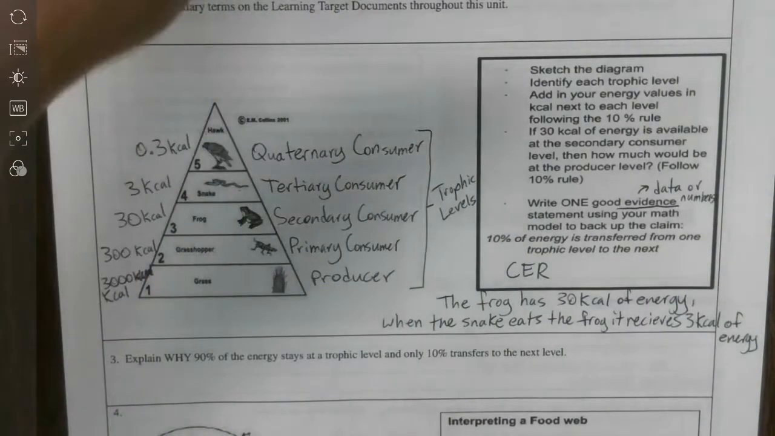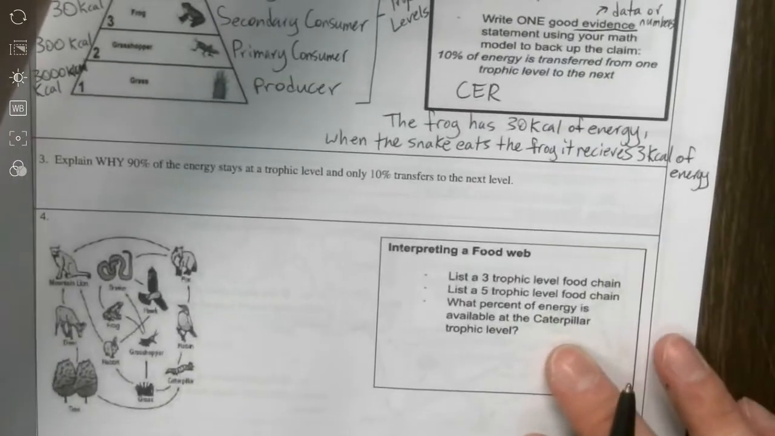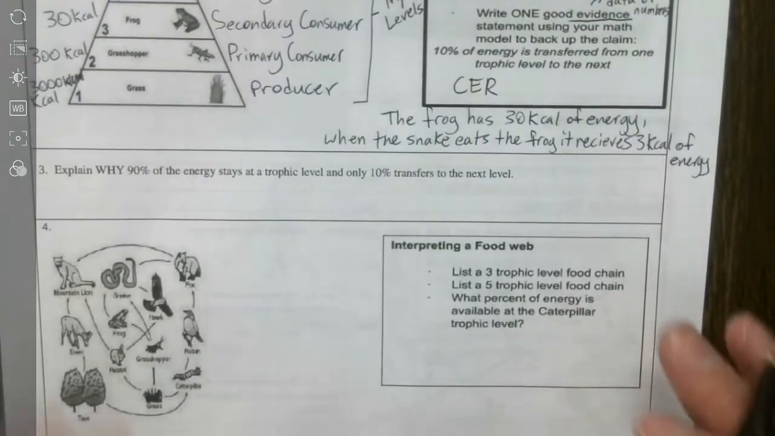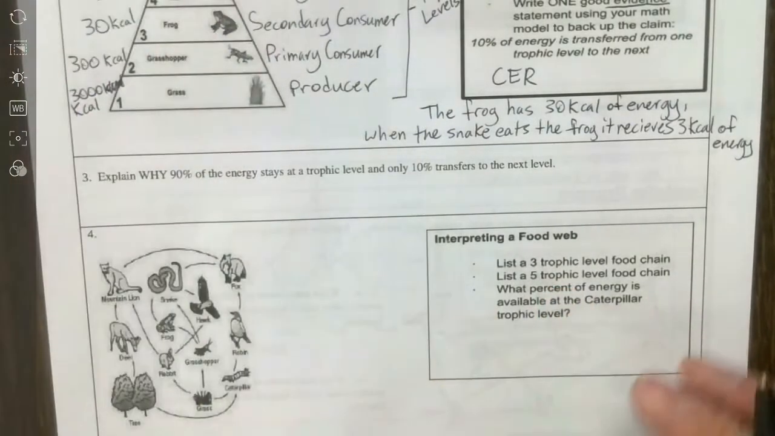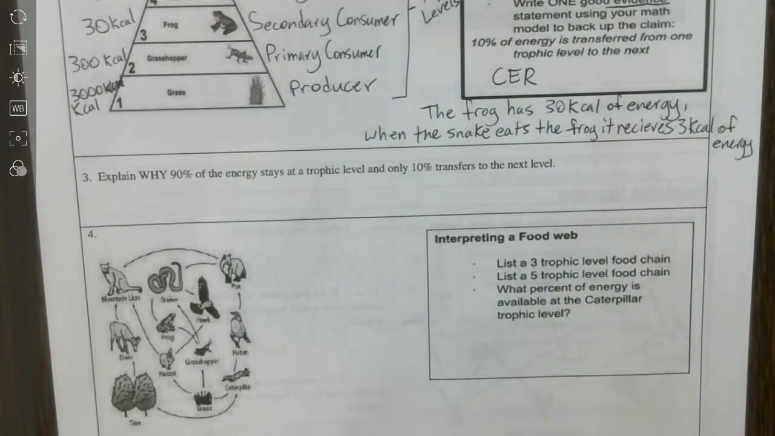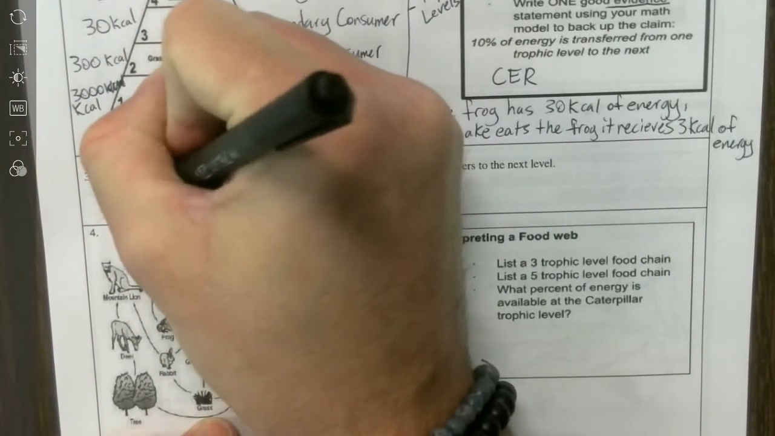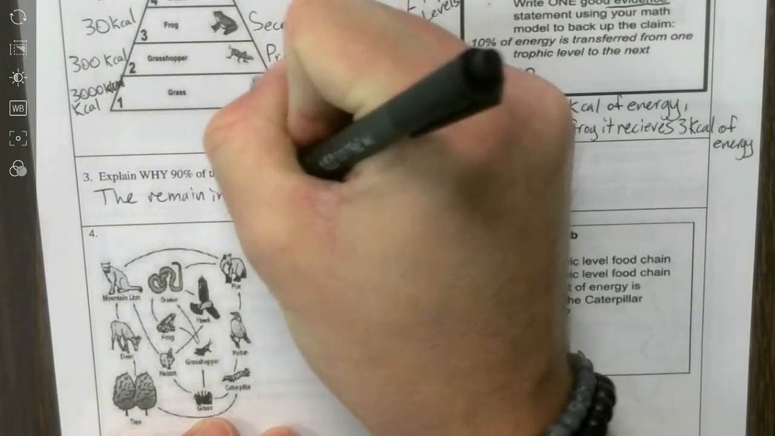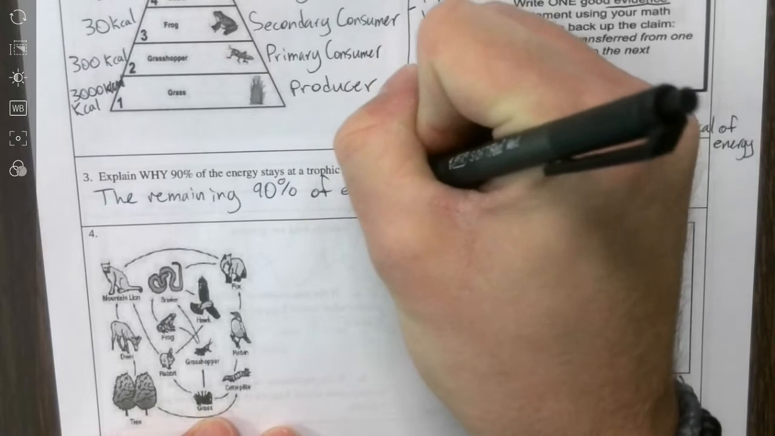Moving on here. Explain why 90% of the energy stays at a trophic level and only 10% transfers to the next level. The reason for that is because the remaining 90% of energy is lost as heat.